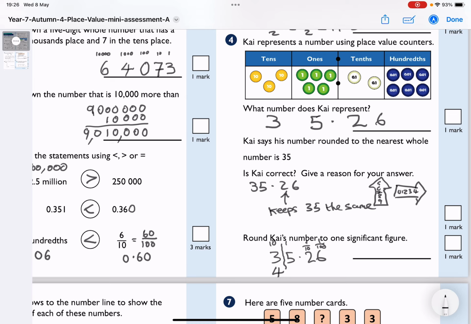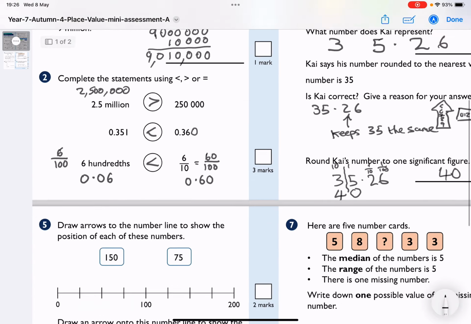We've then got to account for its place. Because it's in the 30s, we round up to 40. So to one significant figure, 40. We don't need to put the decimal points in.